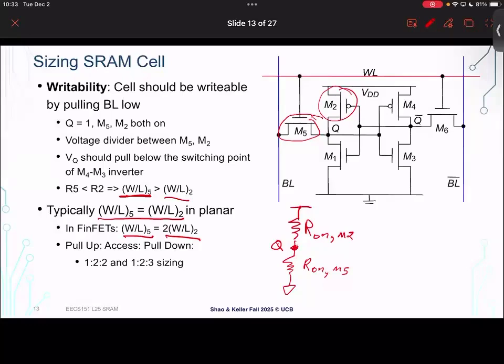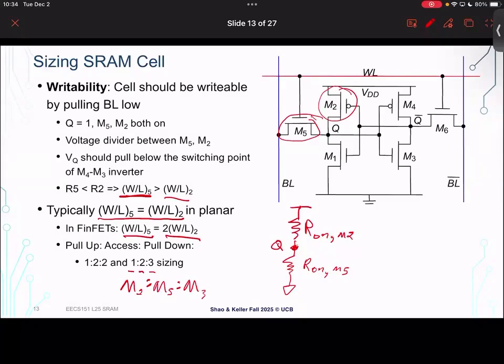And so you're absolutely right. You end up with this sort of three-way constraint, right? M1 has to be stronger than M5. M5 has to be stronger than M2. And so one option is just to size them as one fin and then two fins and then three fins. So this is the sizing of M2 to M5 to M3.